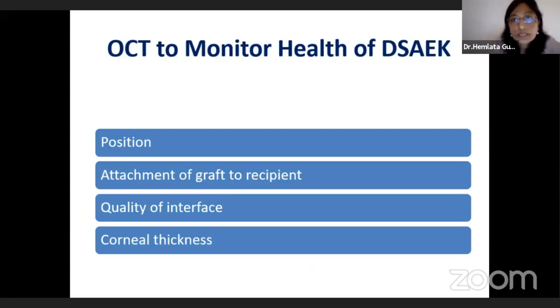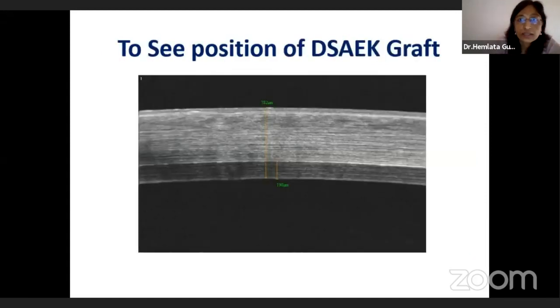Most of the cornea surgeons these days do anterior segment OCT routinely to look at the health of the DSAEK graft. Like in this image, you can see that it is taken after day 3. So the corneal thickness is more. There's a little corneal edema still present, but the graft is very well attached.